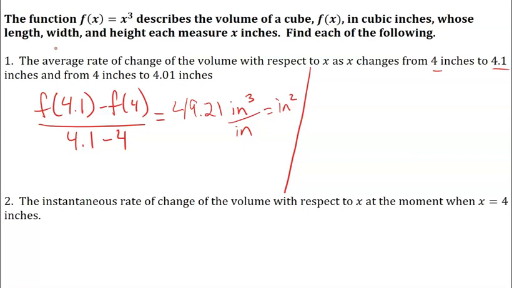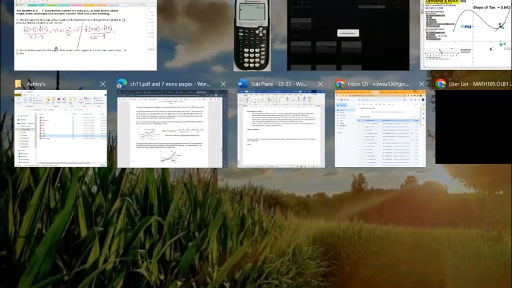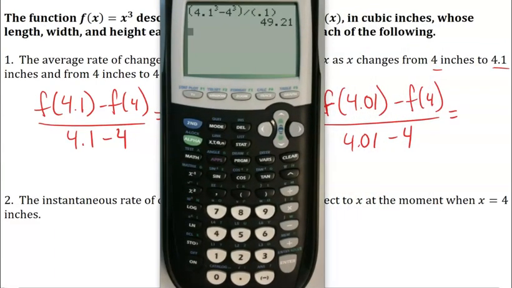Okay. And then for the second one, we're going from 4 to 4.01. So again, average rate of change is slope of the secant. So f of 4.01 minus f of 4 over 4.01 minus 4 is, and then back to my calculator. So 4.01 cubed minus 4 cubed, which is 64. I could just put 64 there. Okay. And then that whole thing is divided by 4.01 minus 4, which is just 0.01. And we get 48.1201.